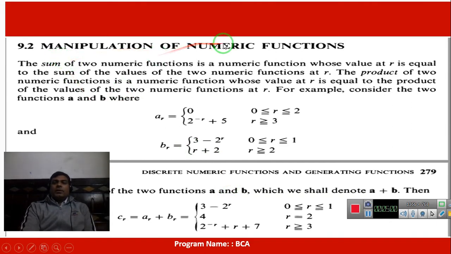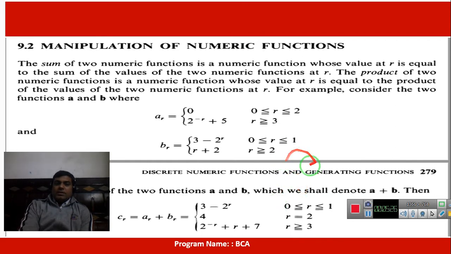And now we can manipulate the numeric function. Manipulate means that we can find the sum of two numeric functions or the product also. For finding the sum, we should make the range equal. We can break the larger range into smaller ranges, but a smaller range cannot be increased to the larger range.